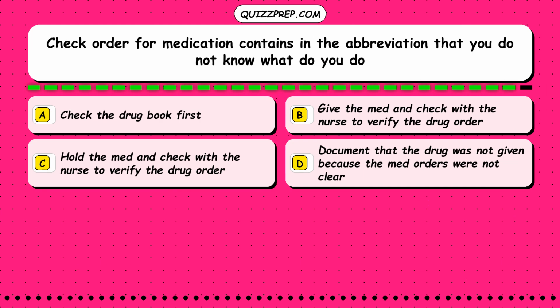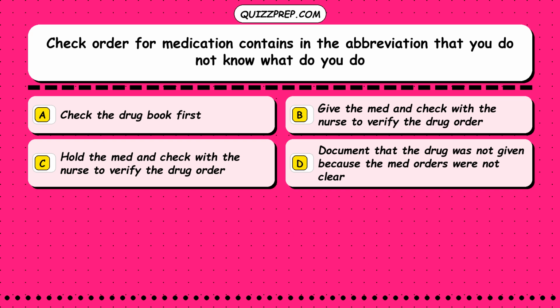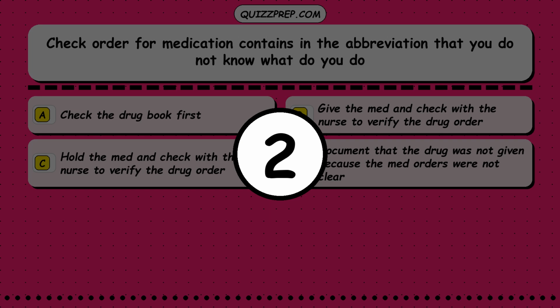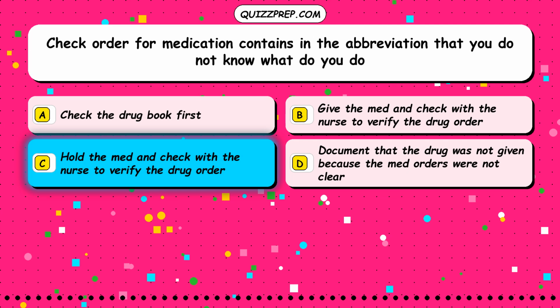Question 229. Check order for medication contains an abbreviation that you do not know. What do you do? Option A. Check the drug book first. Option B. Give the med and check with the nurse to verify the drug order. Option C. Hold the med and check with the nurse to verify the drug order. Option D. Document that the drug was not given because the med orders were not clear. The correct answer is option C. Hold the med and check with the nurse to verify the drug order.